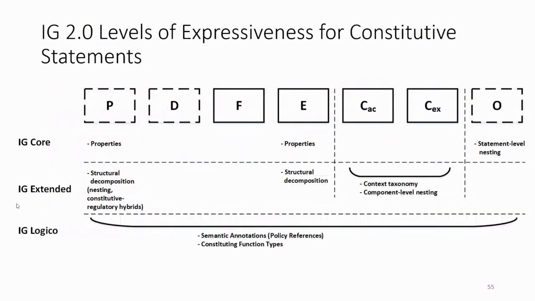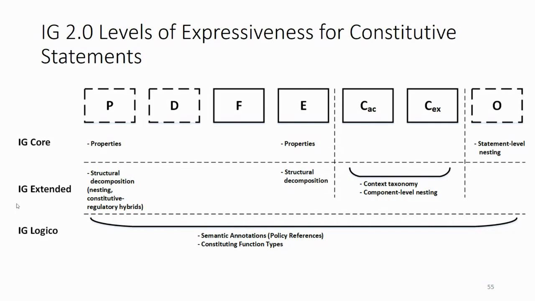So, with this brief overview on IG Logico specifically, and only one central feature that we find there, the constituting function time specifically, we conclude this overview of the levels of expressiveness in IG 2.0 more generally in the context of constitutive statements. So we have discussed the novel syntax initially, of course, that we built the discussion upon, and then extended the characterization based on the different levels.